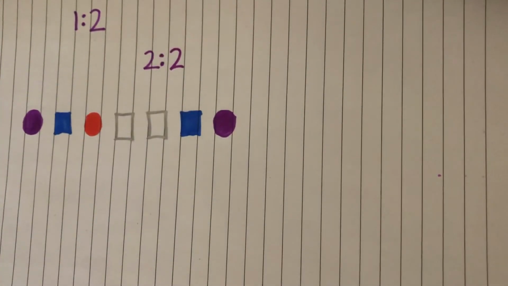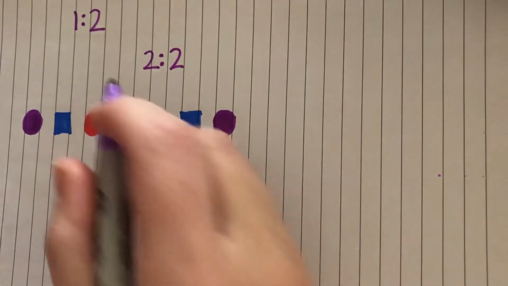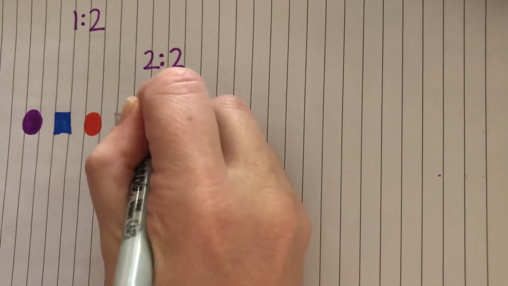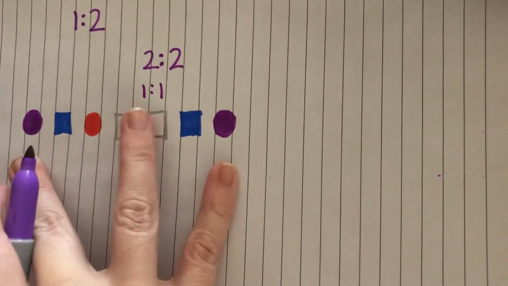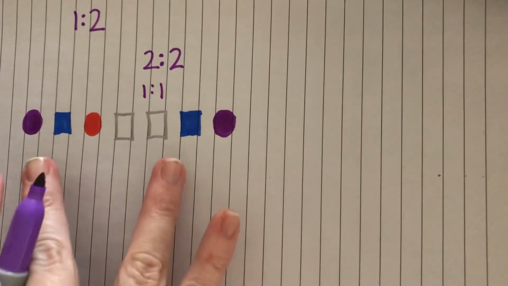Now remember, sometimes you're going to be asked to simplify your ratio. So remember, simplifying ratios is just like simplifying fractions. You are trying to get it down to the lowest common factors. So in this case, 2:2 becomes 1:1 because there is the same number of purple circles as there are blue squares.